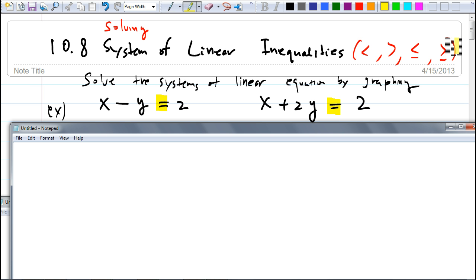So first, do this. You guys remember how to solve this using the graphing method? Okay, so first you have to change both of them into which form? Slope intercept form. Then you graph them and look at the intersection. You guys remember that? Go ahead, everybody try. I'll wait.